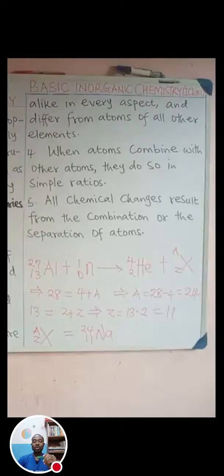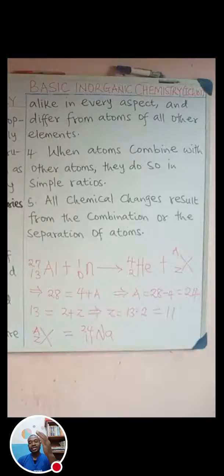Sodium heptaoxodichromate(VI). That compound is Na2Cr2O7. The combination of those atoms takes place in simple ratios, and they are whole numbers. Sodium is 2 atoms there, chromium is 2 atoms, oxygen is 7 atoms. So truly, when atoms combine, they do so in simple whole number ratios.